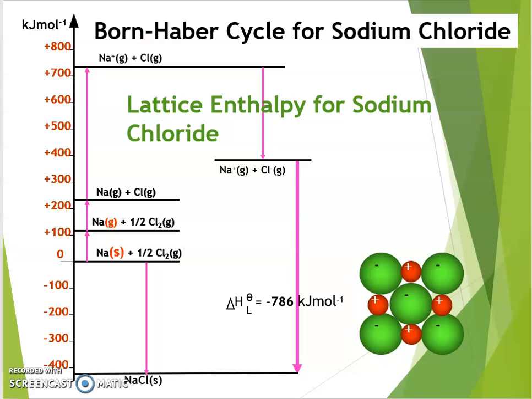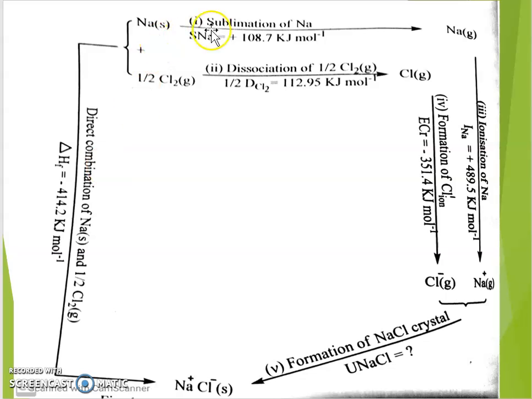Now we will see the Born-Haber cycle diagrammatically. This is the first step, that is sublimation of solid sodium into gaseous sodium. Na in solid state is converted into sodium in gaseous state. This is the sublimation process of sodium, where the energy required, Sna, is 108.7 kilojoule per mole. Now this is the second step, that is dissociation of chlorine.